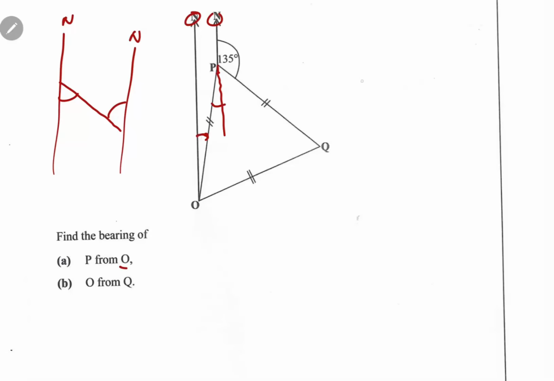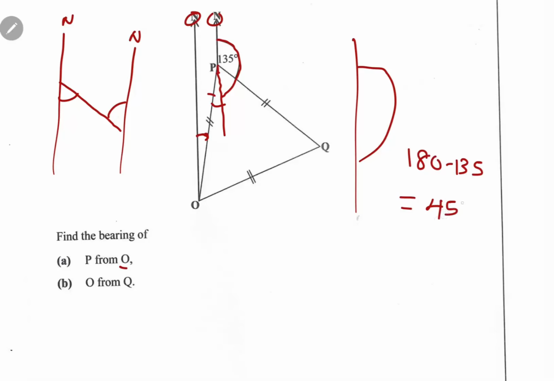Okay, now how do you find this? Because we need to find this so that we can find the one that we are interested in. Now, you know that a straight line is 180. So from here up to there is 180. Now, what is this part that is remaining from 180? So 180 minus 135 gives 45. So this part is 45 degrees.